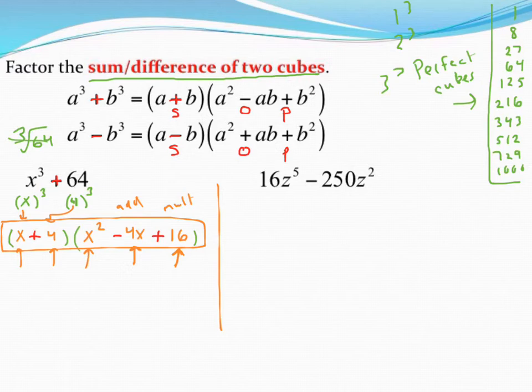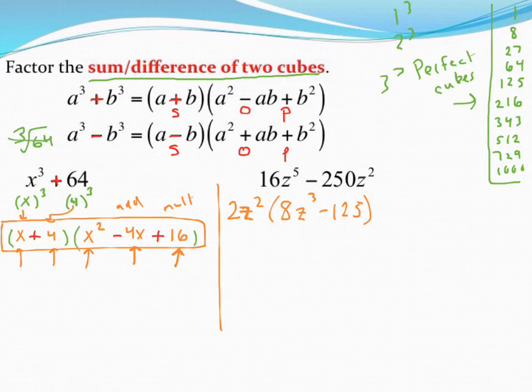First thing, though, as always, we want to find a greatest common factor. And so I'm going to find out that 2 is the biggest number I can divide both of those by, but they also have a z squared in common. So let's pull out a 2z squared. Let's divide everything by 2z squared. And what's left is going to be 8z to the third. Hey, 8's in that list of perfect cubes, and z cubed is good. And then if I divide 250 by 2, I get 125. And hey, that's also in my list of perfect cubes. It's like they planned it that way. They did. All right, so I now can use the difference of perfect cubes.